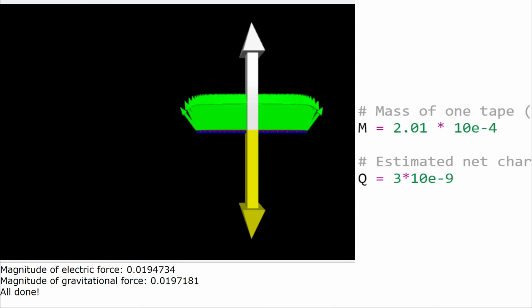This is our second model, where we use a guess and check method in order to determine the value of charge that equalizes Coulomb's force with gravitational force. We found that the charge that worked for this was 3 times 10 to the minus 9 coulombs, and we also found that the magnitude of electric force and magnitude of the gravitational force equaled out at 0.019 newtons.